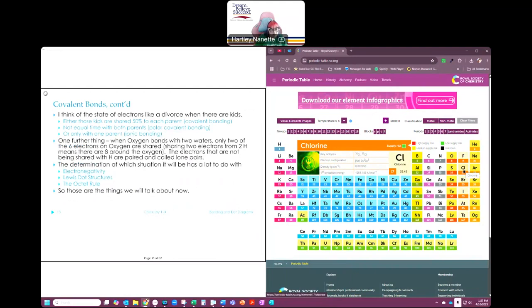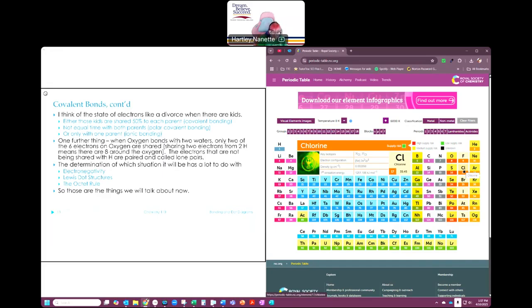Okay? So when I think of covalent bonds, I think of them more like what happens when two parents get divorced. Sometimes there's a complete equal sharing of those kids, right? So sometimes they spend half their time with one parent and half with the other. It's not always the case.